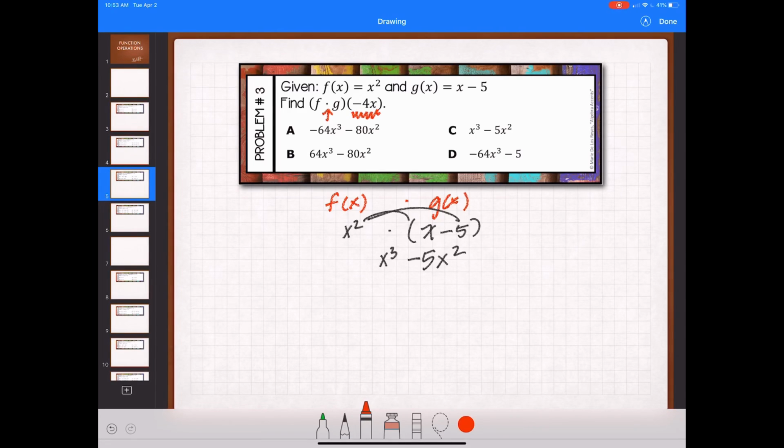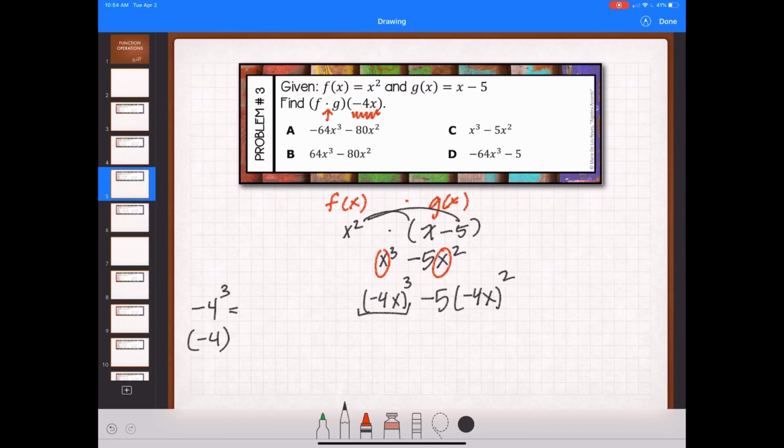So I'm going to plug in the negative 4x inside of both x variables. So that's negative 4x cubed minus 5 times negative 4x squared. And now we're going to simplify. So I'm going to do this part first. Negative 4 to the third power equals, and remember, if you're using your calculator, you're going to want to put that in parentheses. You're going to want to put parentheses negative 4, and then you're going to cube it. Okay, so when you put that in your calculator, you get negative 64, and then x cubed will be right there.